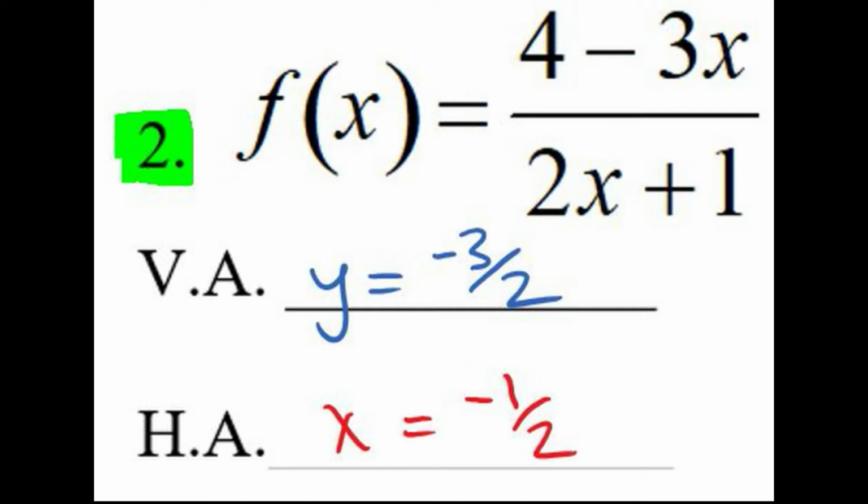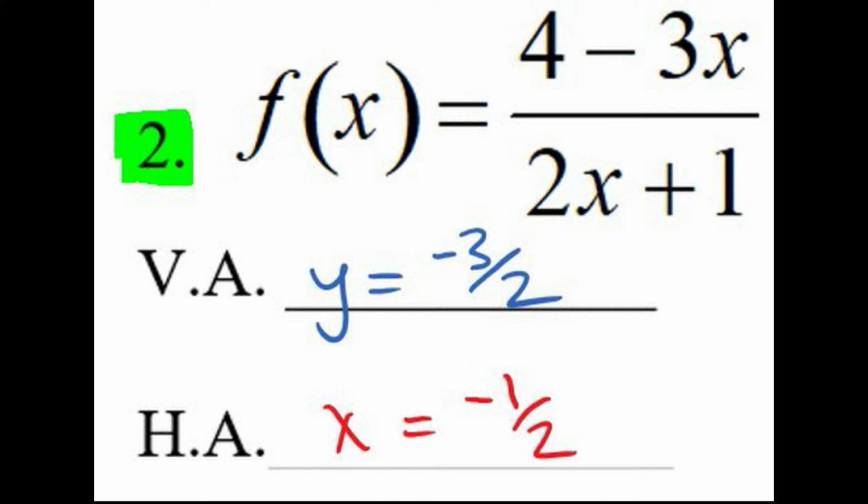Our horizontal asymptote, well, the degree of the top is a 1 because we just have an x. It's not squared or cubed or anything like that. And the degree of the bottom is 1 because we just have an x. It's not squared or anything. So since those two match, we look at the coefficients. Well, in front of the x on top, we have a negative 3.